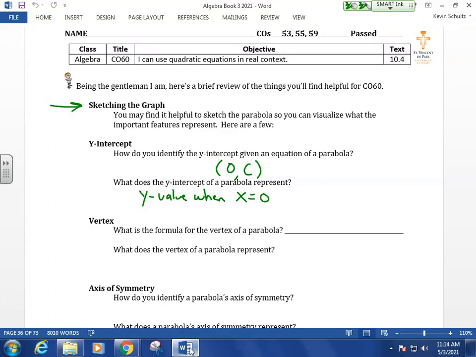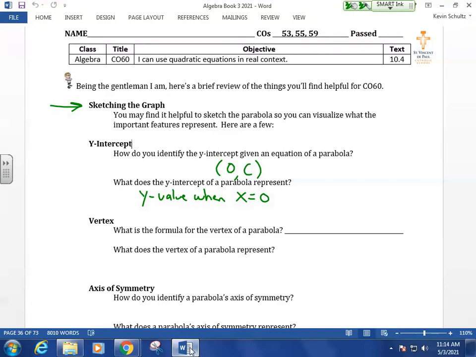Depending on what your x variable represents, for example, if it's time, if you launch a rocket and you want to know how high it is off the ground after 2 seconds, then x would equal 2. If you want to figure out the launch point of the rocket, how high it is when you first launch it, then x equals 0, and the y-intercept would give you that. So it's the y value when x equals 0.